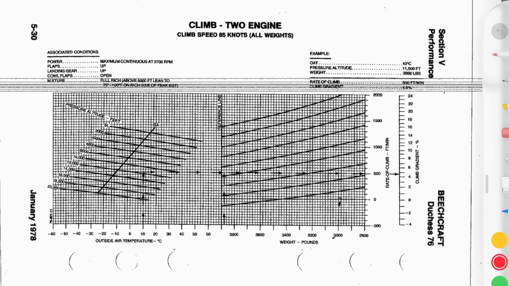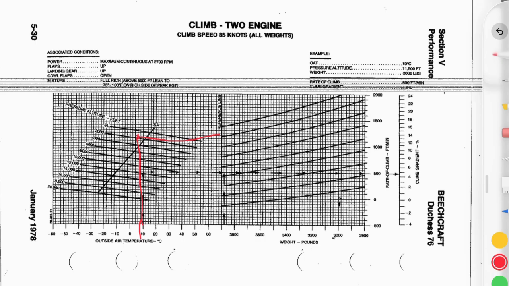Our next chart is our climb performance with 2 engines operative. I'm going to go to my temperature of 9 degrees and follow that up to our pressure altitude of 385 feet. I'm then going to go across to my reference line.